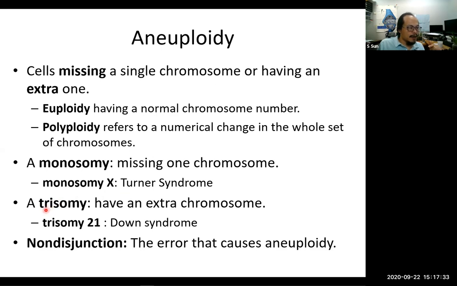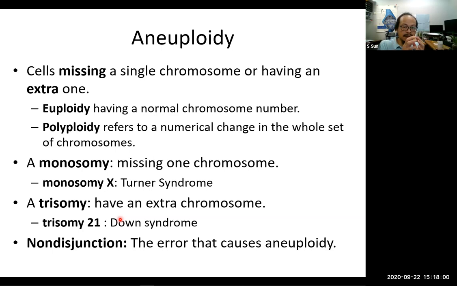We may have an extra chromosome, which is called trisomy. Trisomy 21 is the one that causes Down syndrome. That one extra 21 gives a higher chance to develop many other diseases. The cause of the aneuploidy comes from the cell division.